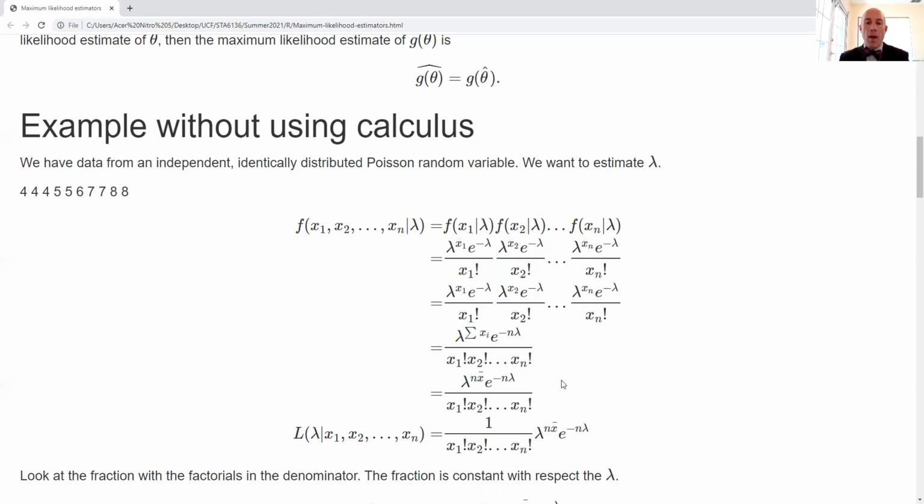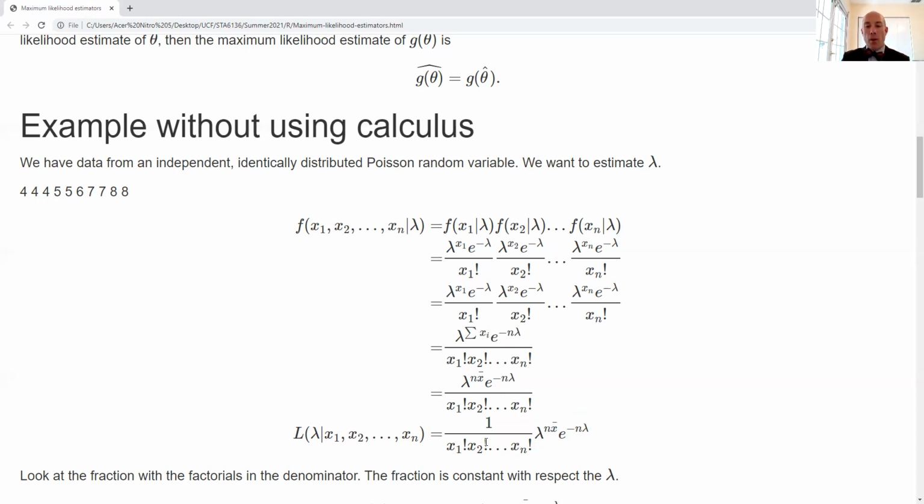All right, so now I know that this expression is equal to my likelihood function, just that I'm treating lambda as the variable, and I'm treating the observed data as constants. Okay, so now I'm going to rewrite it in this funny manner with this fraction here. And I have lambda to the n x bar, e to the negative n lambda. Okay, so when I look at this, my goal is to maximize the likelihood in terms of lambda.